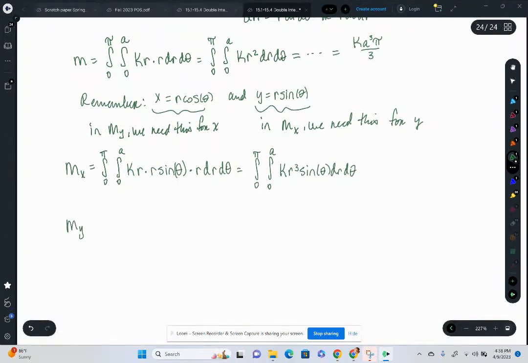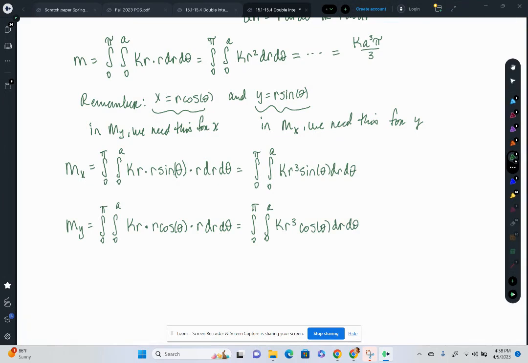M sub y will be very similar. Same bounds, 0 to pi, 0 to a. And then our density function was kr. Since it's the moment about the y-axis, we need to multiply by x. But x is r cosine of theta. That takes care of my x. Then we have dA, which is r dr d theta. I'll rewrite that one more time: 0 to pi, 0 to a of kr cubed cosine of theta dr d theta.